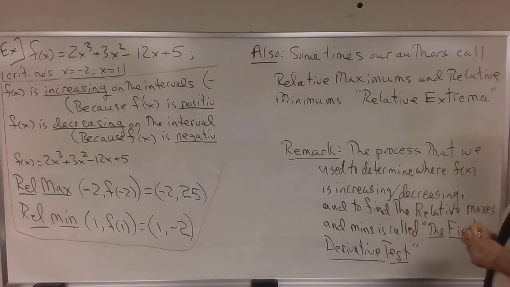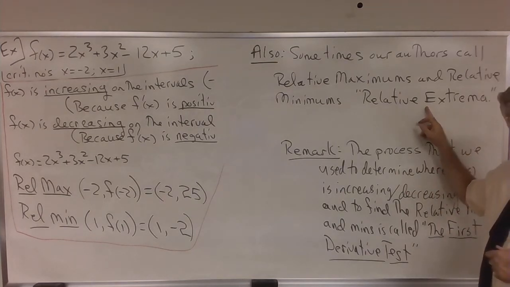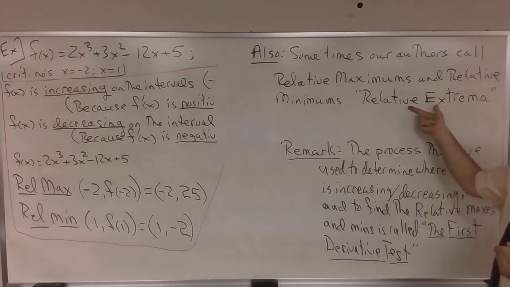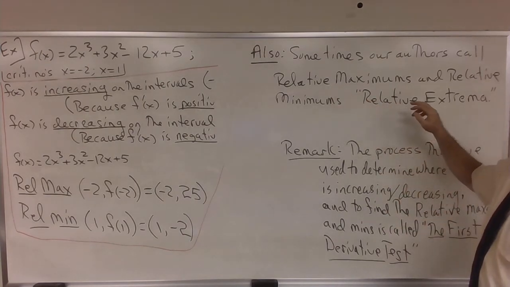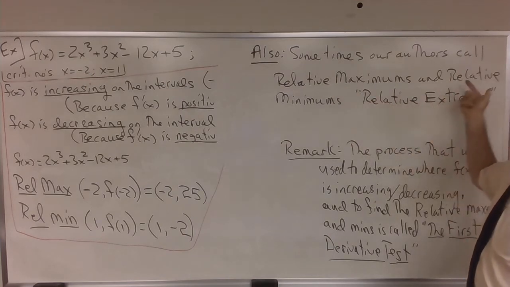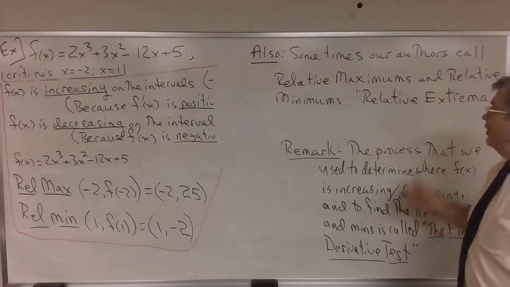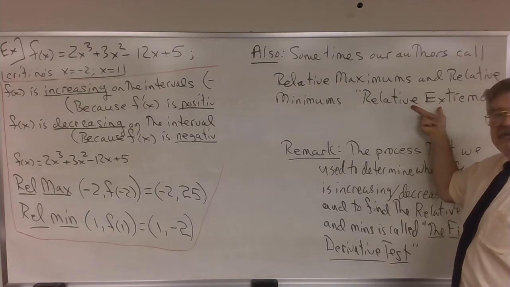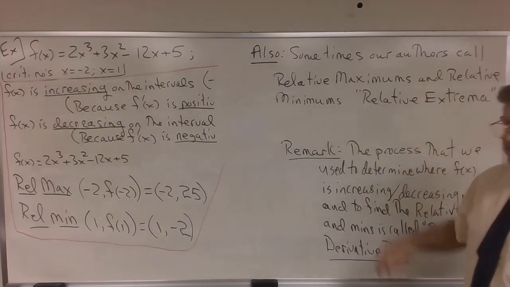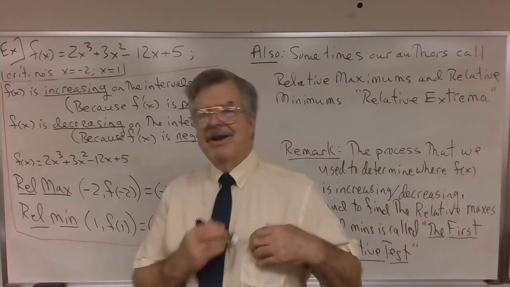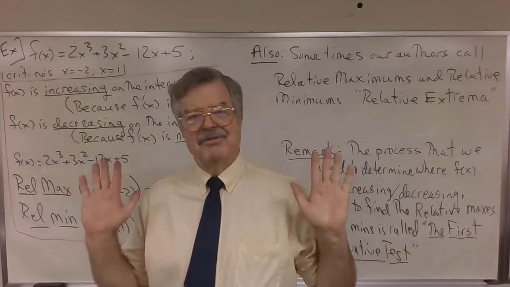For those of us who didn't take Latin in high school, and those of us who took it, but it's been 50 years and we don't remember a single thing, relative extrema, that's what our authors mean. That's what our authors are referring to when they want us to find relative maximums and relative minimums. When they ask us to find the relative extrema, they're telling us to find the relative maximums and the relative minimums. Now, why they can't say relative maximums and relative minimums, I don't know.